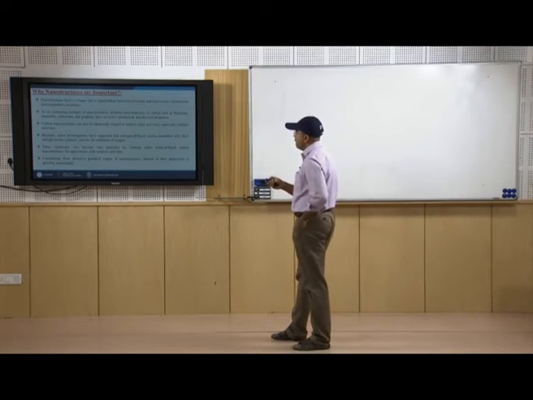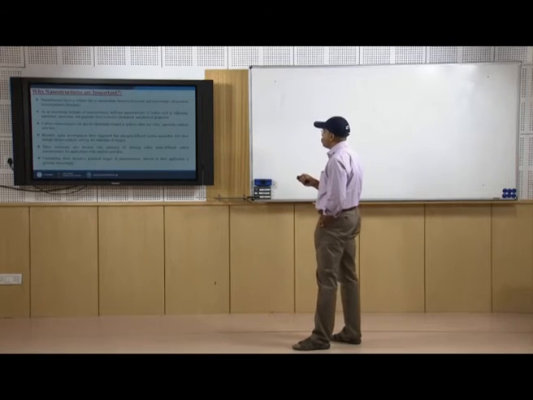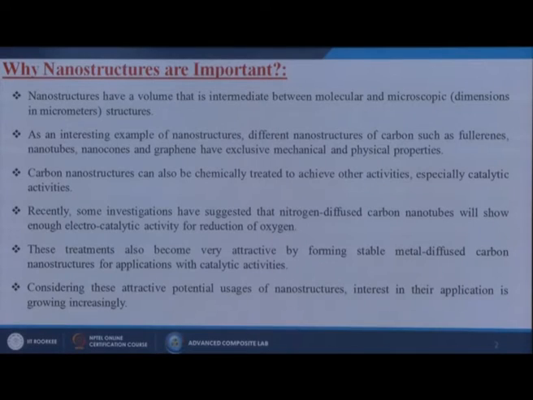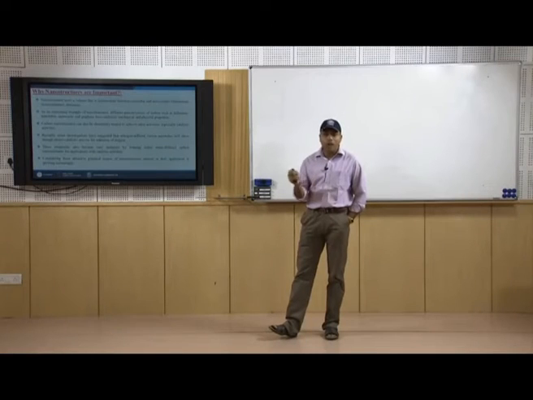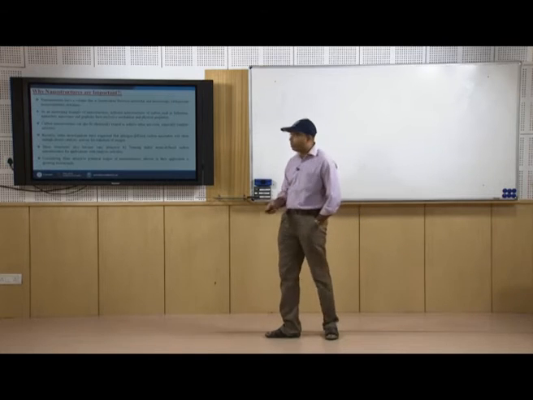So, first, nanostructures have a volume that is intermediate between the molecular and the microscopic dimensions, in the micrometer range. So, it ranges from small tiny particles which we can't see with our naked eyes up to the macroscopic or microscopic levels. So, it is in between, from the nanometer range to the micrometer range.